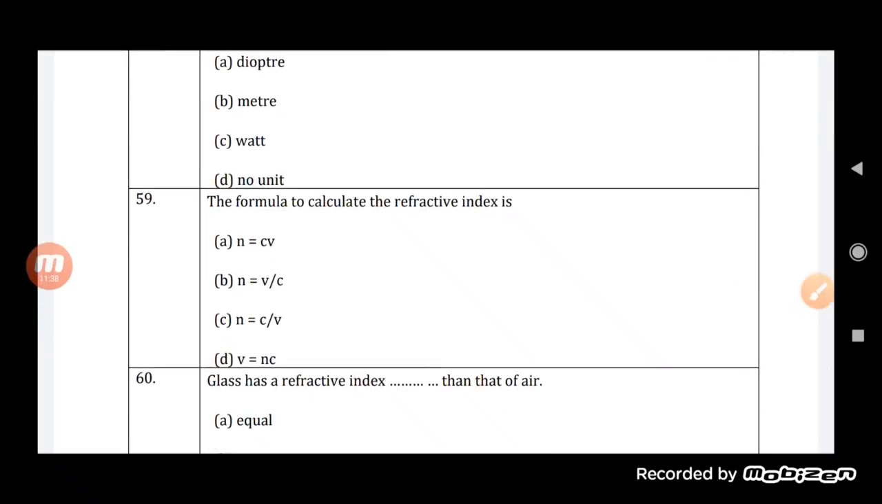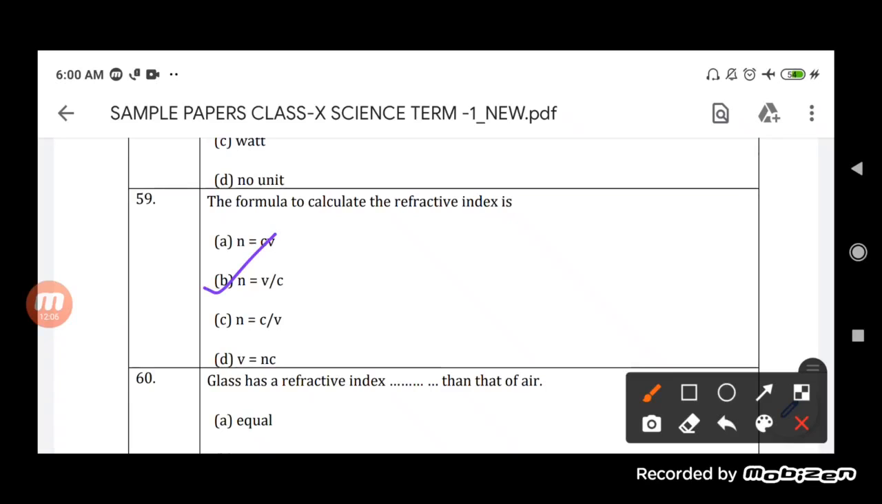What is the formula to calculate the refractive index? The refractive index, represented by n, is equal to the speed of light in vacuum upon the speed of light in the medium. According to that, the second will be the correct option: the speed of light in vacuum upon the speed of light in the medium.